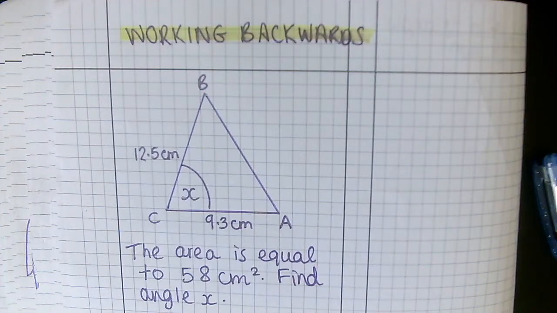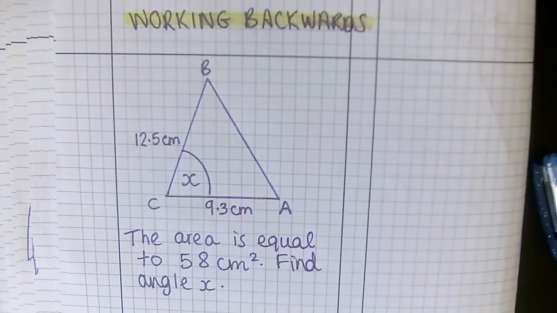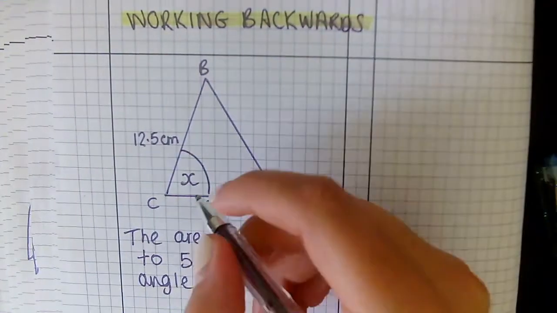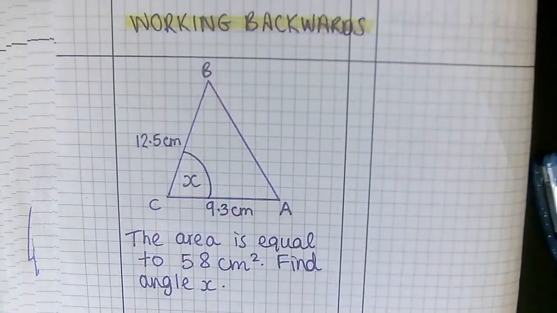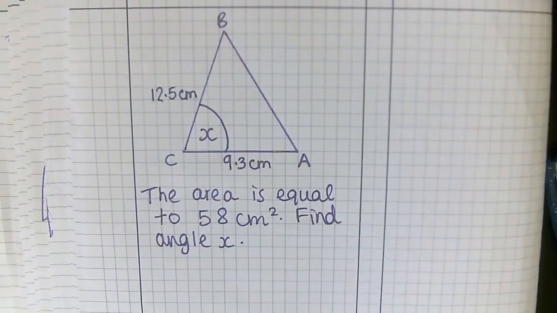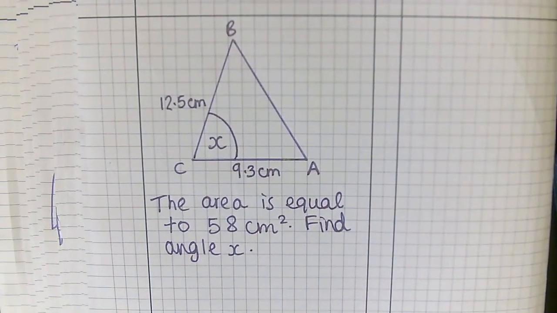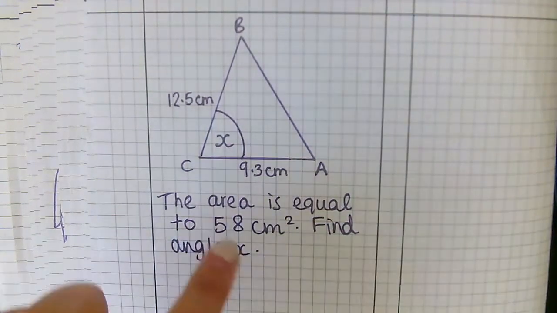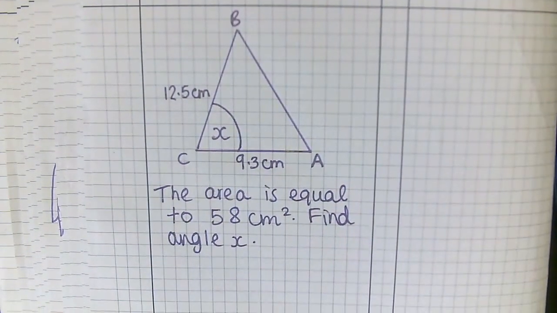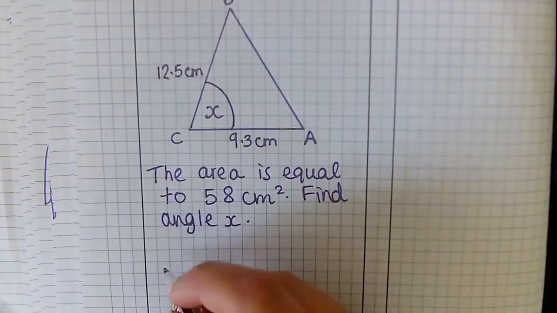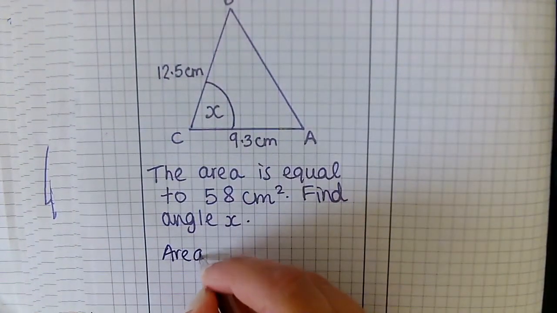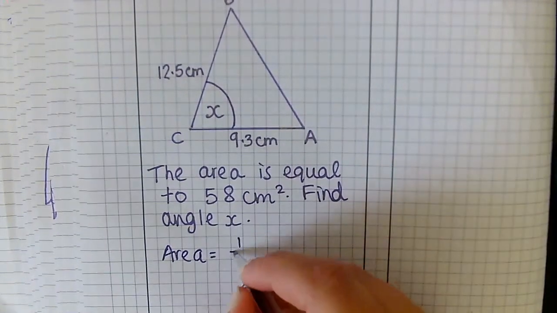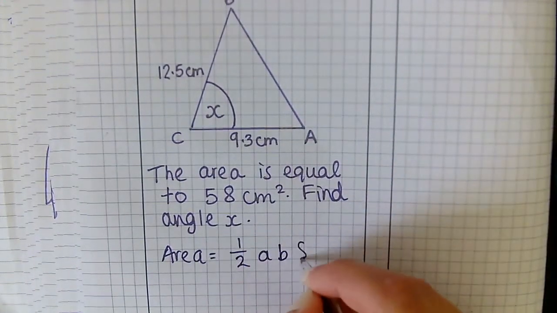I also wanted to go through an example where you have to work backwards. So please make sure you have a copy of this in your book and we can work through it together. In this question, you are being given two sides and you need to find the missing angle. And you are actually being told the area. So once again, I would always start off by writing the formula. So the area of a triangle using the sine rule is 1/2 times A times B times sine C.